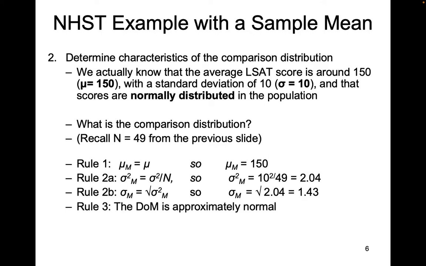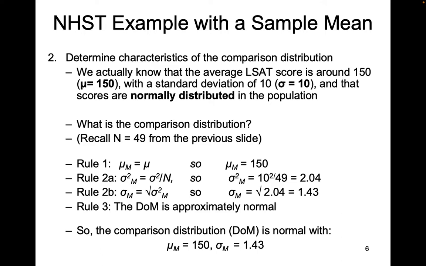And then by rule 3, the distribution of means is approximately normal, and we know that because we're sampling from a normally distributed population, and also because we have 49 people in our sample. So that satisfied both of those criteria for why we would have a normally shaped distribution of means.